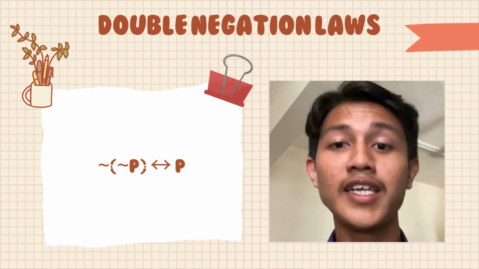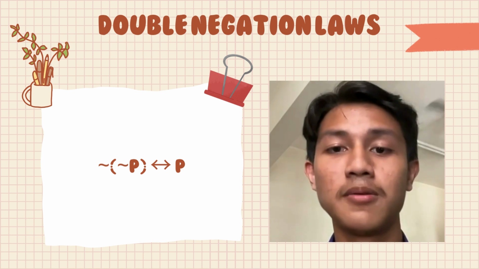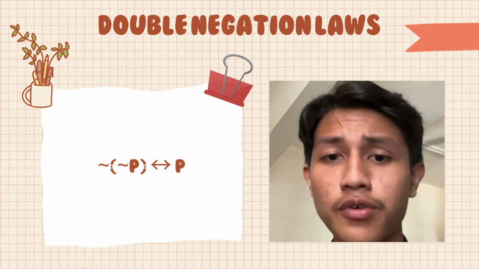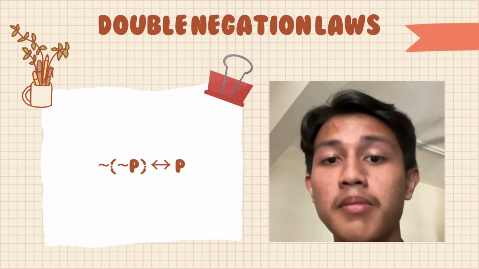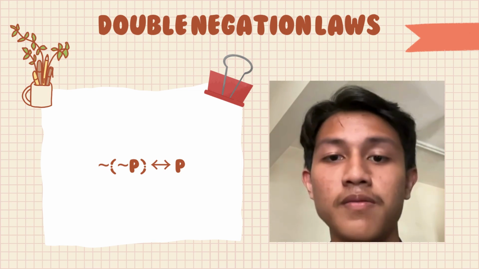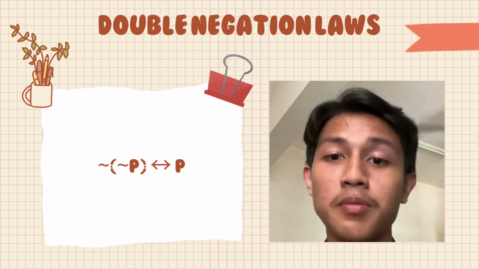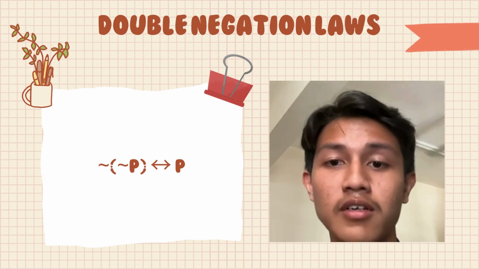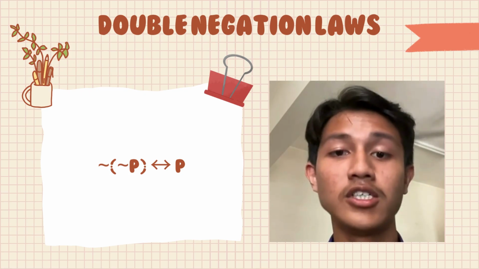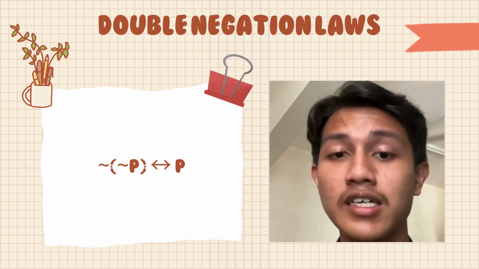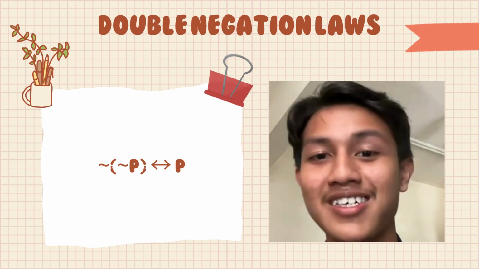Next, double negation law. This one's simple but important. If you negate something twice, you end up back where you started. For example, not (not P) will get P. It shows how a negation cancels itself out when applied twice.